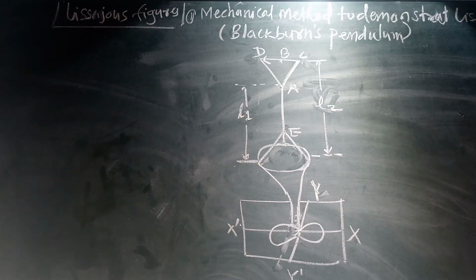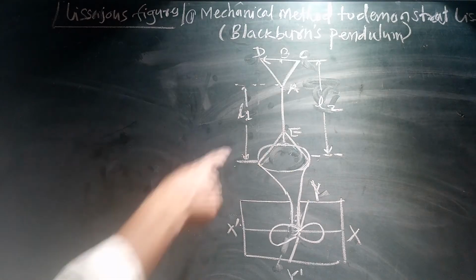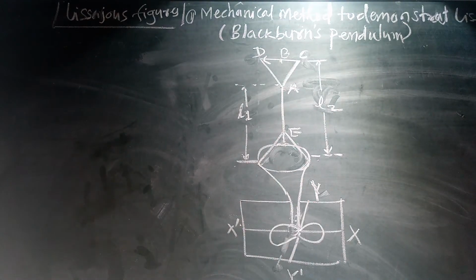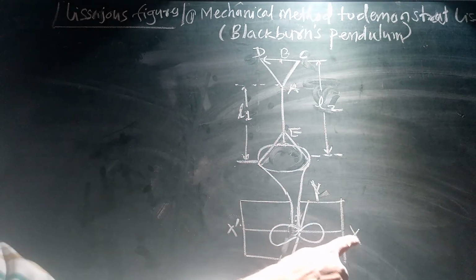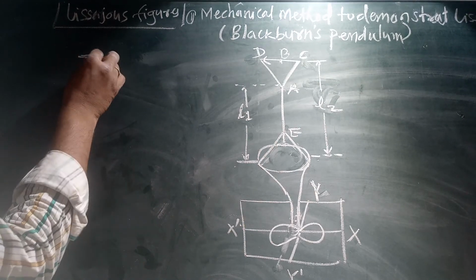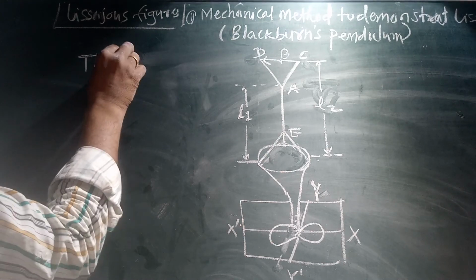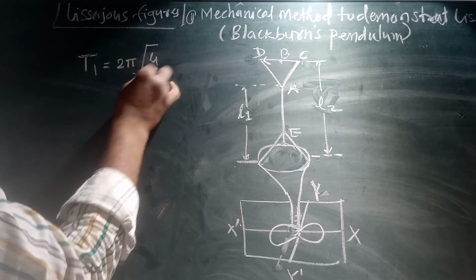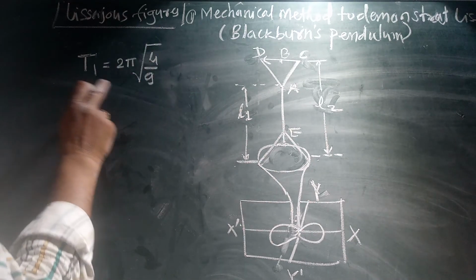Now here C and D is the cord. It is suspended from this cord, and the main thing is that when the pendulum is displaced at point A, then the spot, whatever you may pour, will move in the x dash direction, and the periodic time of this is T1 equal to 2 pi under root of L1 upon g. In general, T is equal to 2 pi under root of L by g.